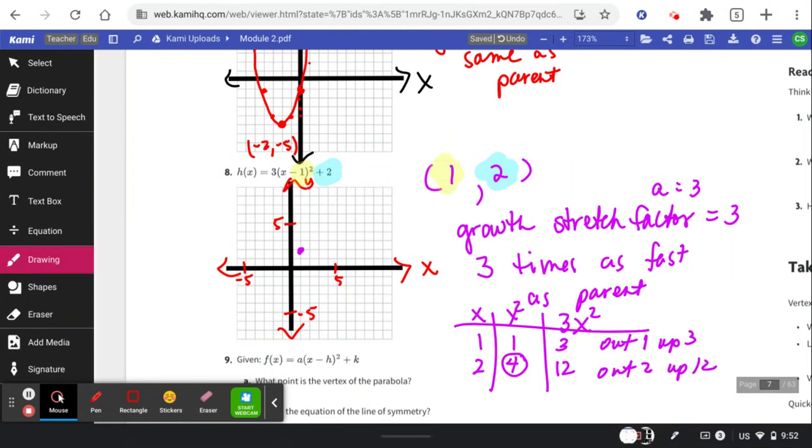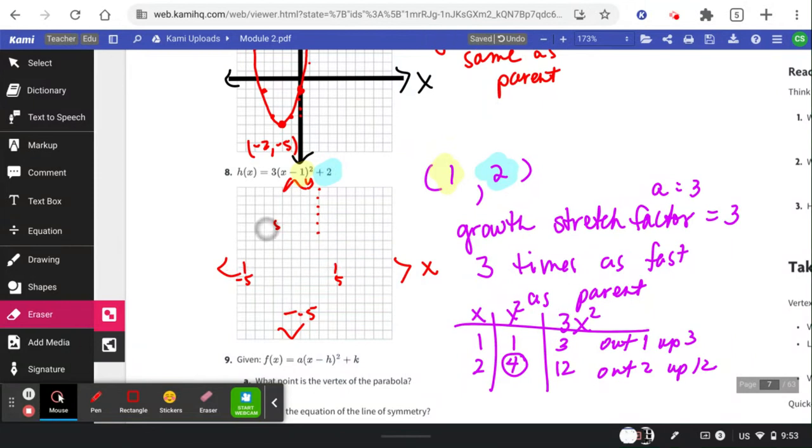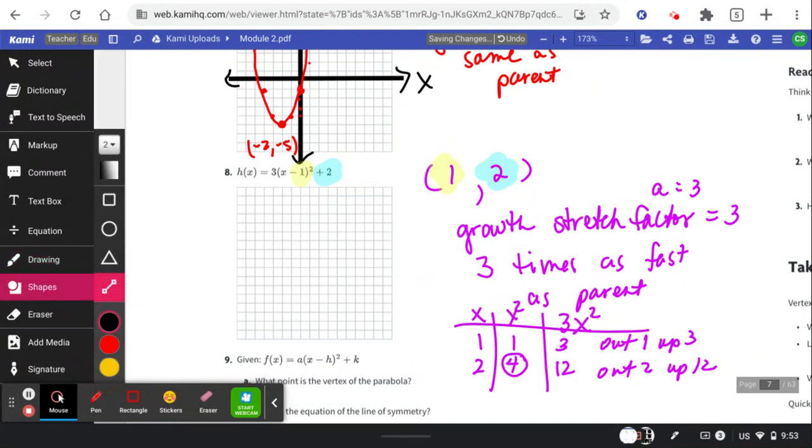Here we go. Out 1, up 3, out 2, up 12. All right, I can only get up to 7, so I'm going to redo my graph. If you already did yours and you can only get those 3 points, that's fine, but I want to show you more points on mine, so I'm going to adjust it right now.